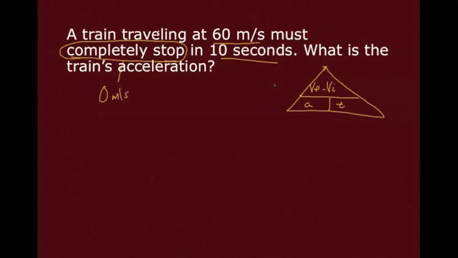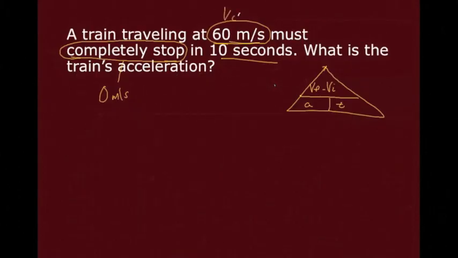Okay? So it's initially traveling at 60 meters per second. So its Vi is 60. Final velocity, its Vf, is 0 when it completely stops. And it's going to take it 10 seconds. So they ask us what the acceleration is.